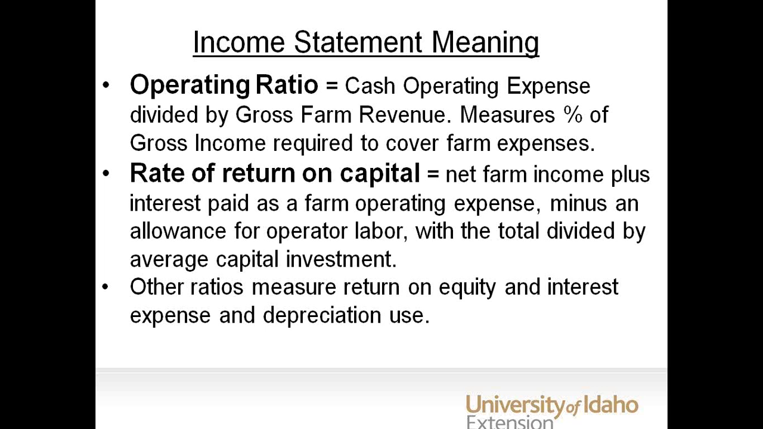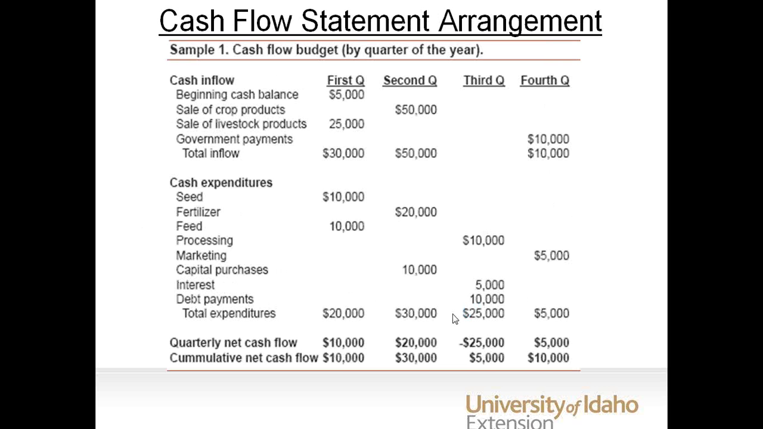And you can do the same thing with just equity or interest expense and other ratios. But these are interesting pieces of information you can get off your income statement. The most important really is the net farm income and the profitability measures you can get from the income statement from net farm income. The next statement we're going to look at is the cash flow statement.